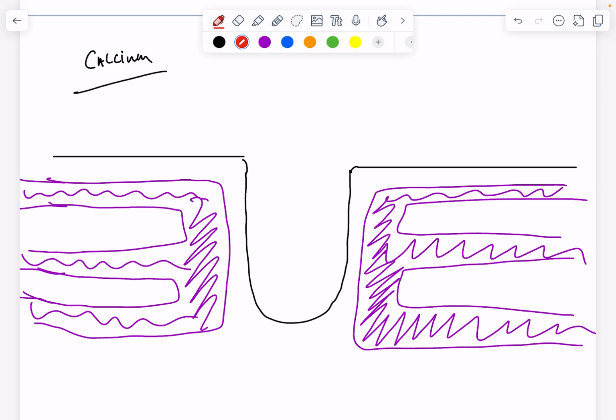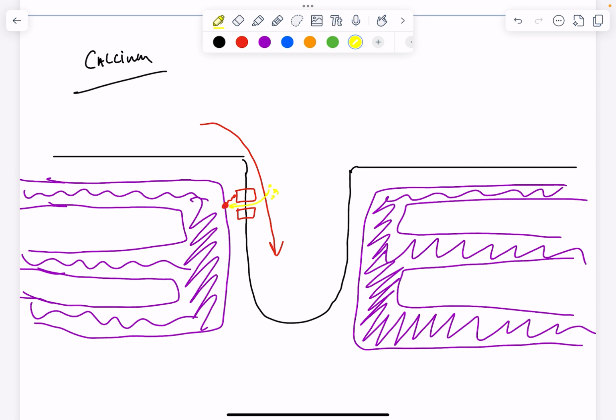Start with this. So calcium affecting the cardiac muscle contraction. What we're going to have is an action potential. This is our action potential that enters the T tubule. When the action potential enters the T tubule, the voltage gated calcium channels are going to open. So those guys are going to open.